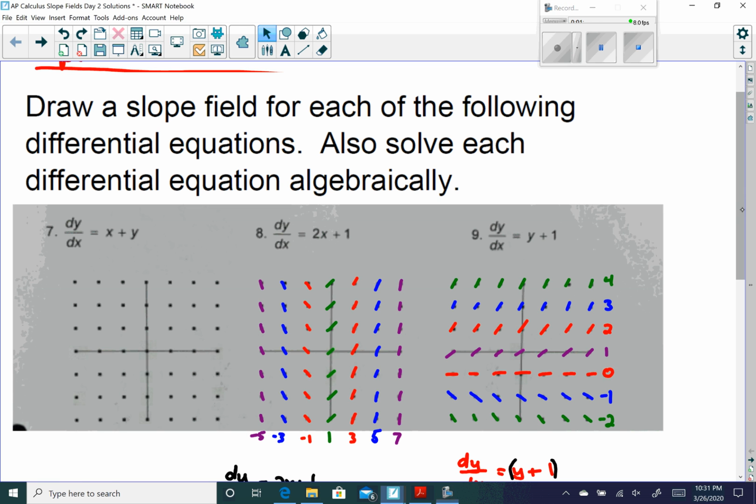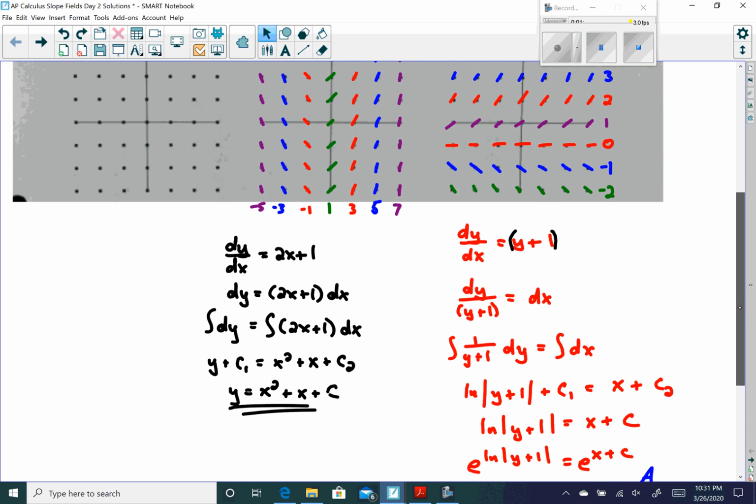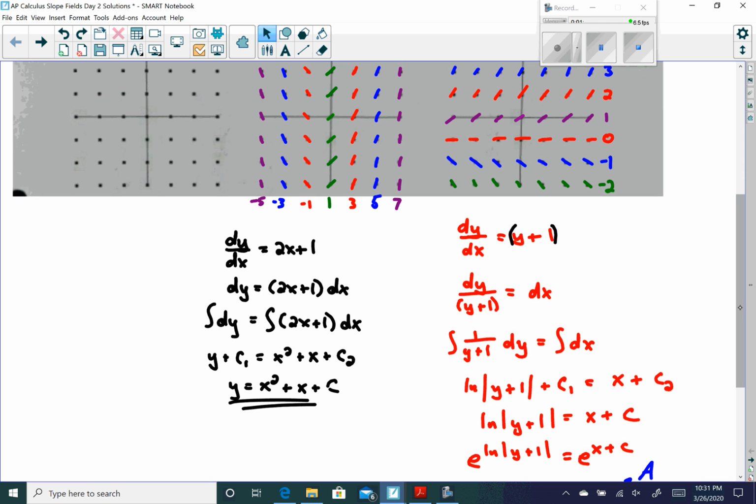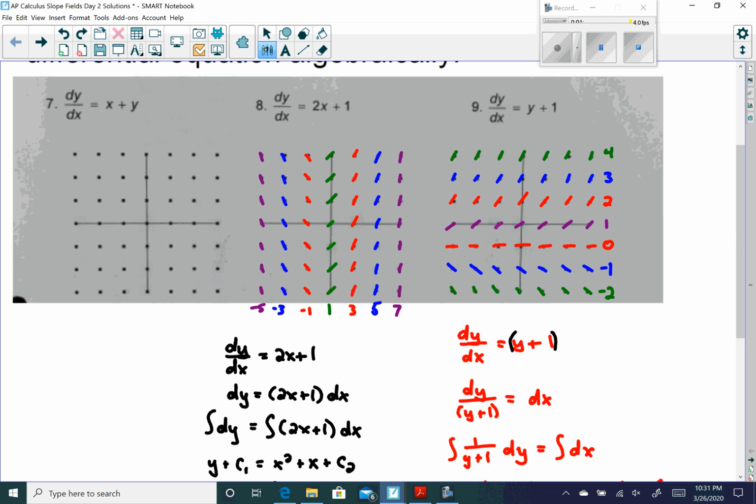So underneath, I have the work algebraically to find the solutions. For 8, a little bit easier. All we have to do is multiply both sides by dx. Take the integral of each side, combine our constants, and we end up with y equals x squared plus x plus our constant here. And we could kind of tell just by matching this here.